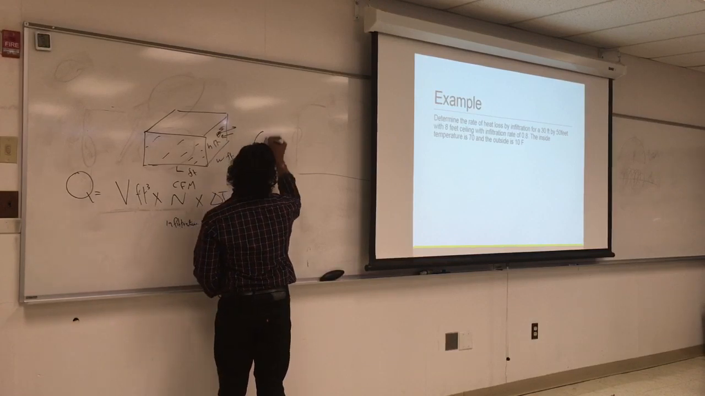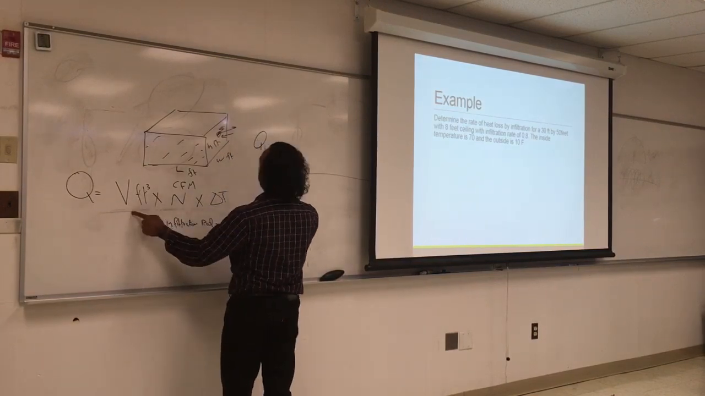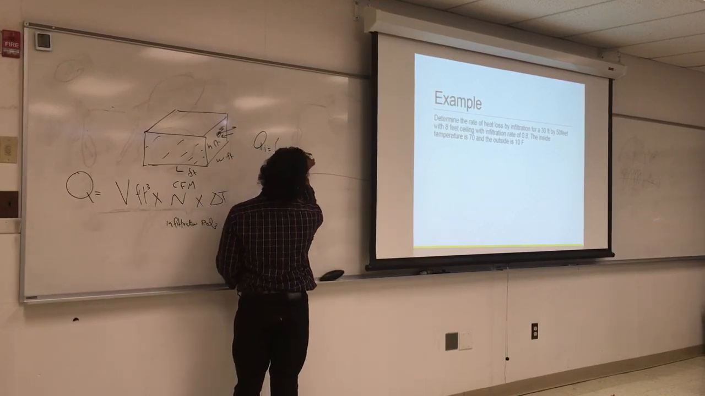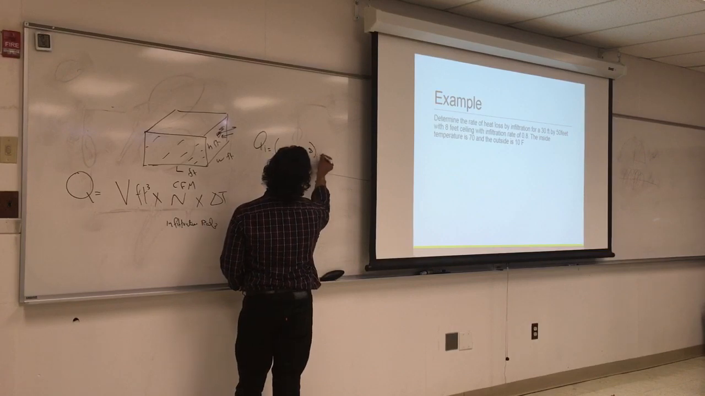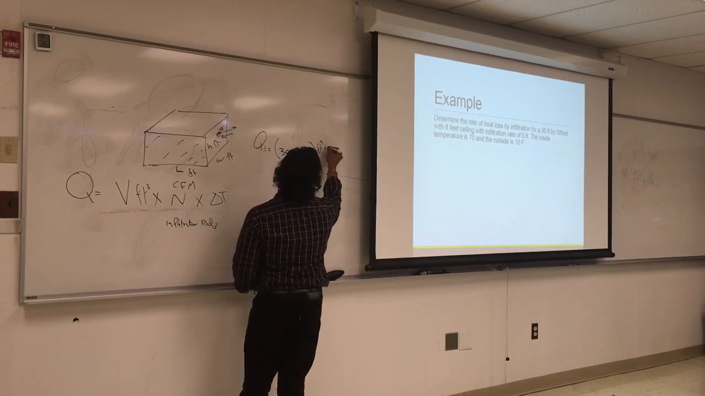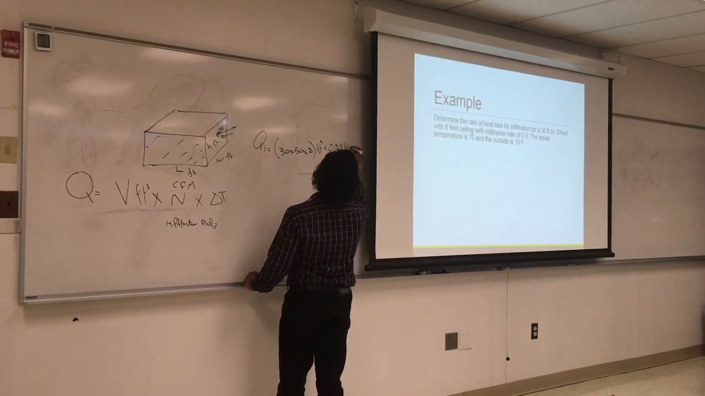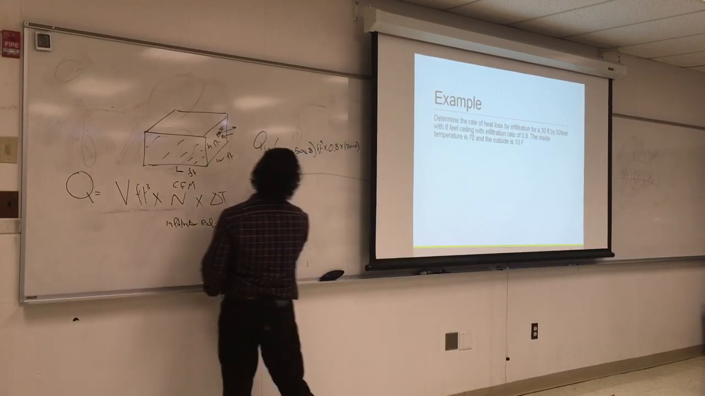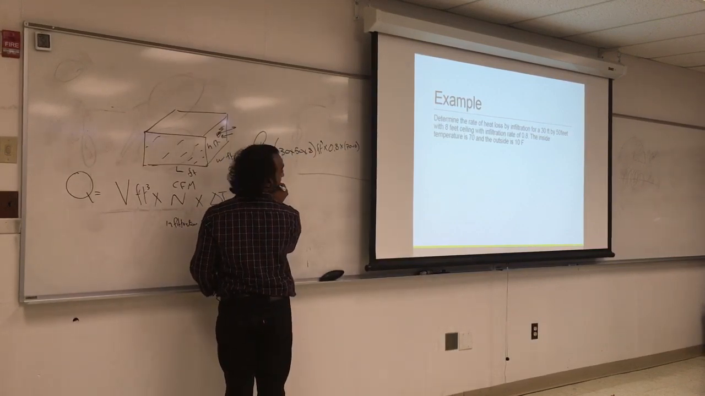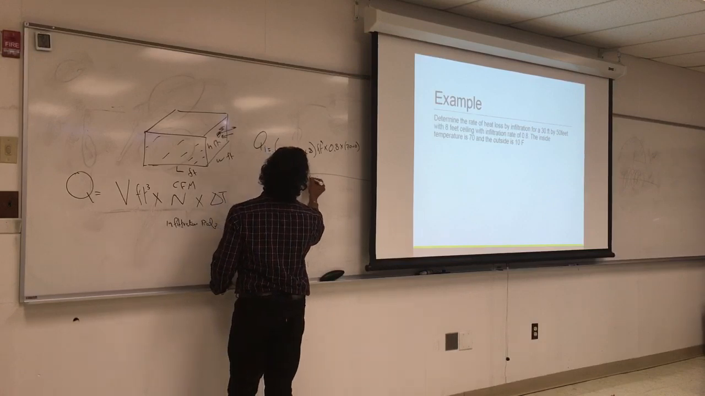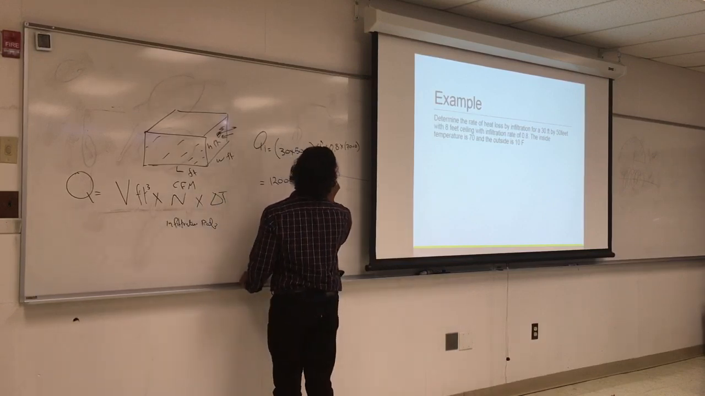So, Q infiltration. I'll go with the volume. What is the volume? 30 times 50 times 8. It's going to be feet cubed. Times 0.8 times 70 minus 10. So this equals somebody, give me a number. 12,000. 12,000 feet cubed times 0.8 BTU per hour.